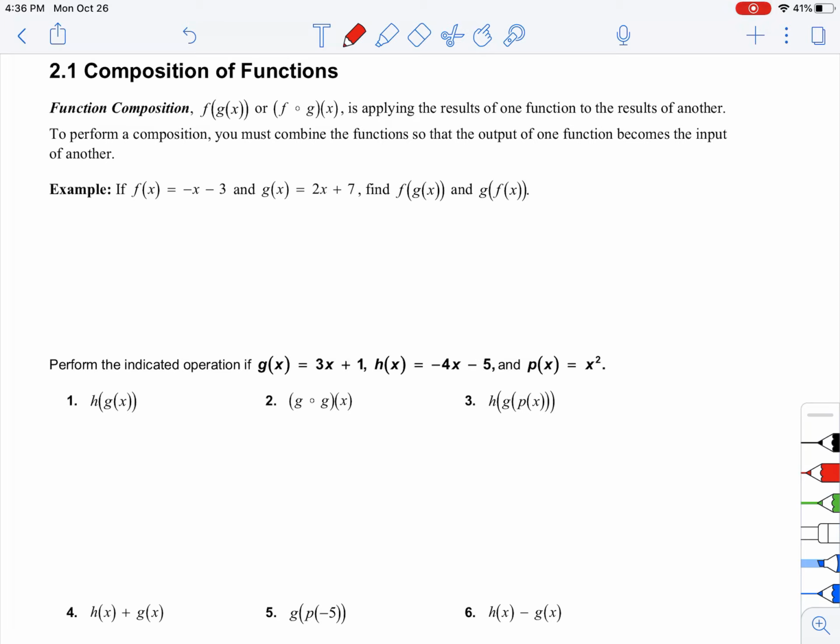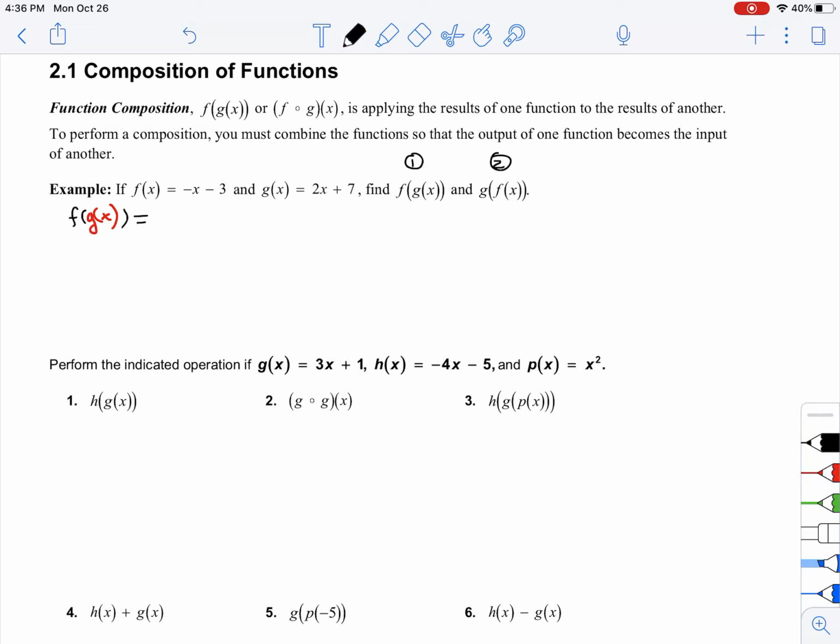So for example, if we have f of x is equal to negative x minus 3 and g of x is equal to 2x plus 7, we have to find f of g of x, and then we're going to find g of f of x. So what this means is we're going to put g of x inside of f of x.